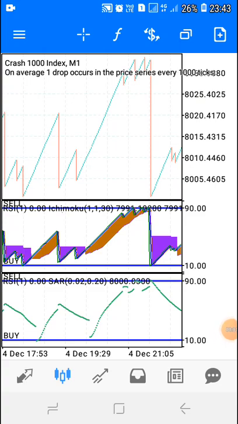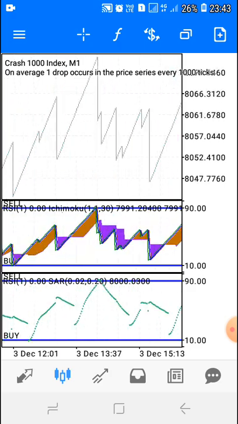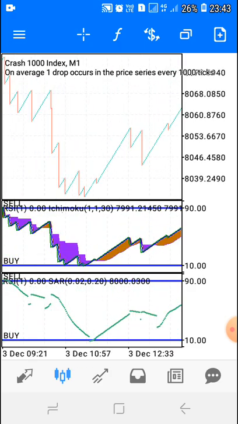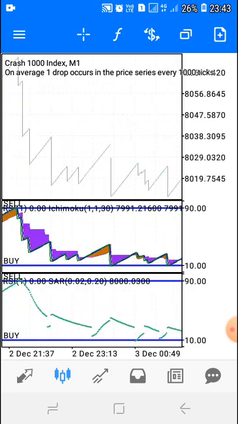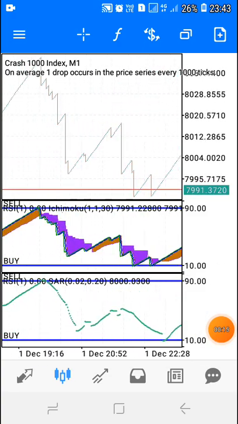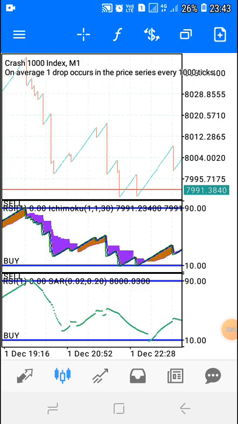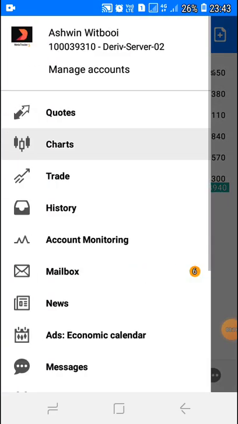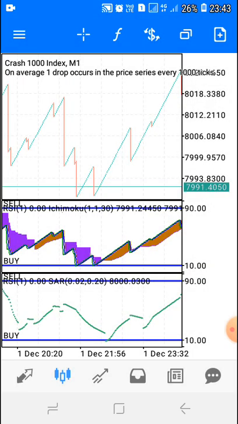So in today's video I'll be showing you guys a cool strategy. As you guys can see, I have my Ichimoku and I also have my parabolic SAR on the chart. Right now basically this is a scalping strategy, this is not a spike strategy. So what I want you to do for me is make sure to watch this video until the end. Okay guys, so let's get started.